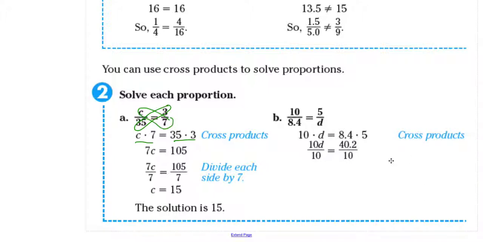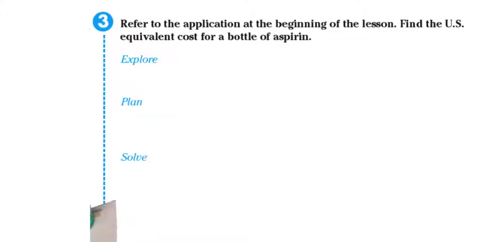You divide both sides by 10. Okay, and then dividing both sides by 10, you end up with d equals 4.2. Okay, so thus d equals 4.2.